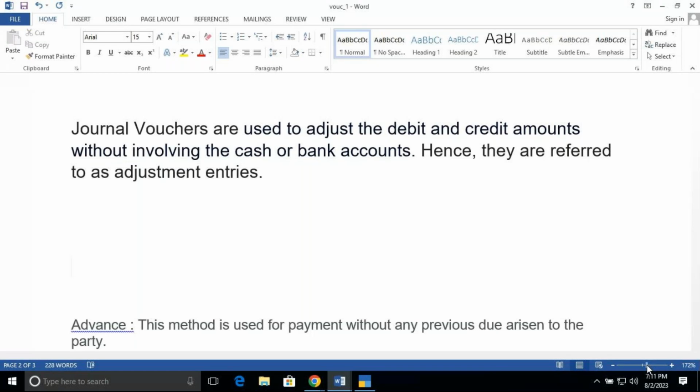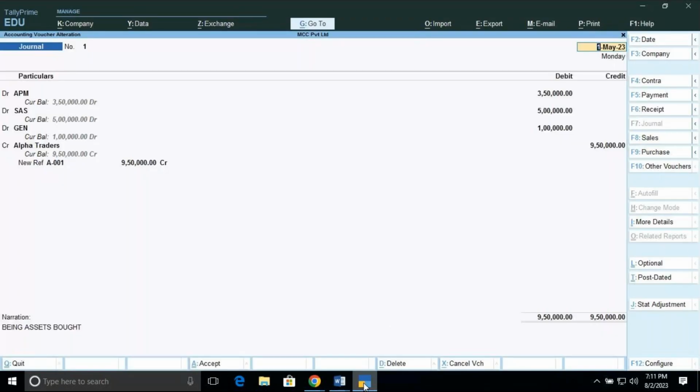So the previous entry, this entry is an adjustment entry. Cash is neither going out nor coming in. For example, depreciation account debit to machinery. If you write that, it is an adjustment entry. Cash is not going out nor coming inside the business. So all adjustment entries are to be recorded in journal voucher. All of you got this?